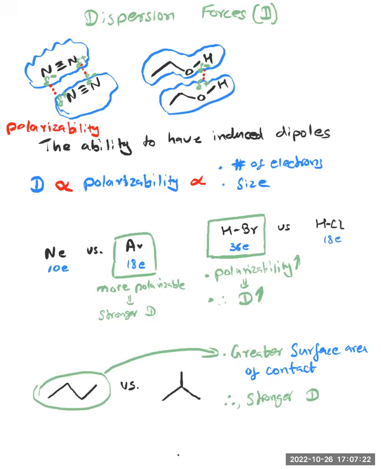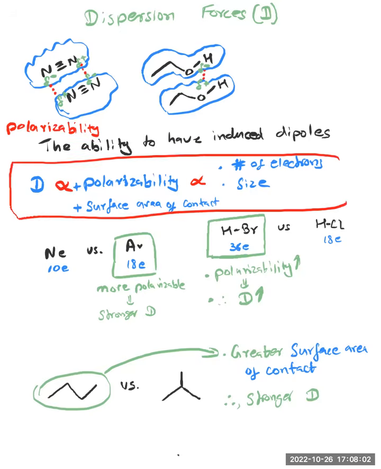Now, just to complete what we started writing here: dispersion forces depend on the polarizability. The greater the polarizability, the stronger the dispersion forces. The other factor is the surface area of contact. The greater the surface area of contact, the stronger the dispersion forces. Those are the two factors that affect the dispersion force strength. Let's have that in a box.